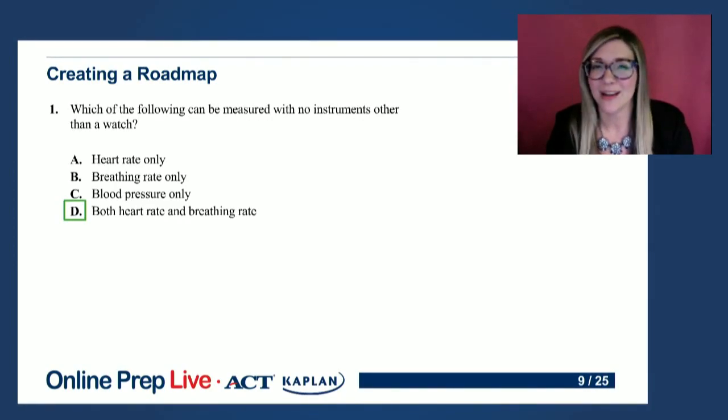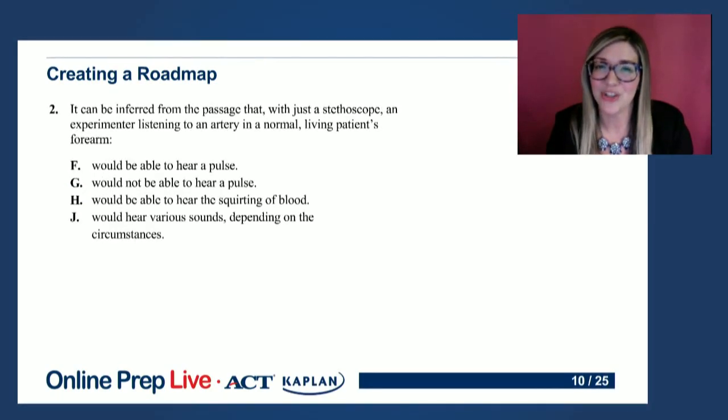I want to keep it rolling here and take this next question up just a notch. Now, when we take our quick glance at these answer choices, we don't see anything stand out quite as much to us, so let's read the question and figure out what it's asking. It can be inferred from the passage that with just a stethoscope, an experimenter listening to an artery in a normal living patient's forearm, it can be inferred from the passage. So we might have to go back to the passage for this.